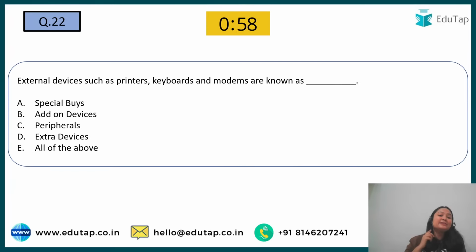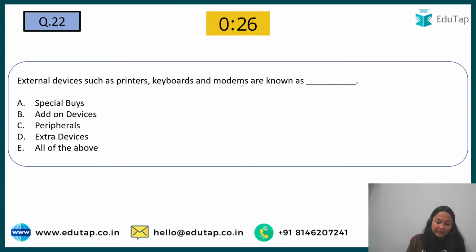External devices such as printer, keyboard, modem are also known as special buys, add-on devices, peripherals, extra devices, all of the above. Question number 22, very direct, very easy question this is. There should be no confusion regarding this. Simply we are saying which term can be used for input-output devices. It can be input devices also, it can be output devices also, but what is the other term we use for it?